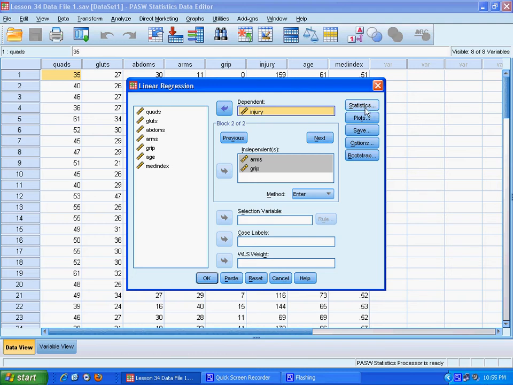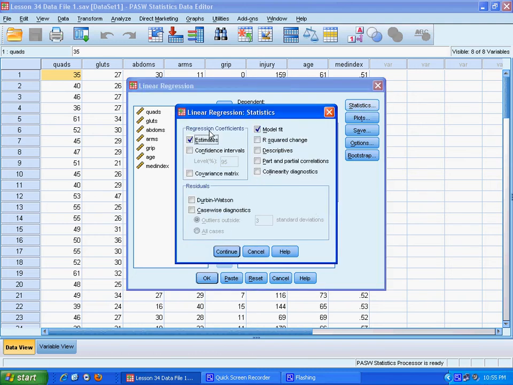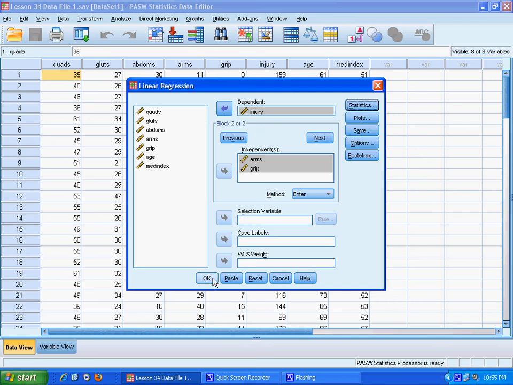Then we're going to select Statistics, and we're going to notice that the default options have been selected, which is estimates and model fit. We're going to go ahead and select confidence intervals, R squared change, descriptives, and part and partial correlations. Once we've selected that, we're going to click on Continue and OK.